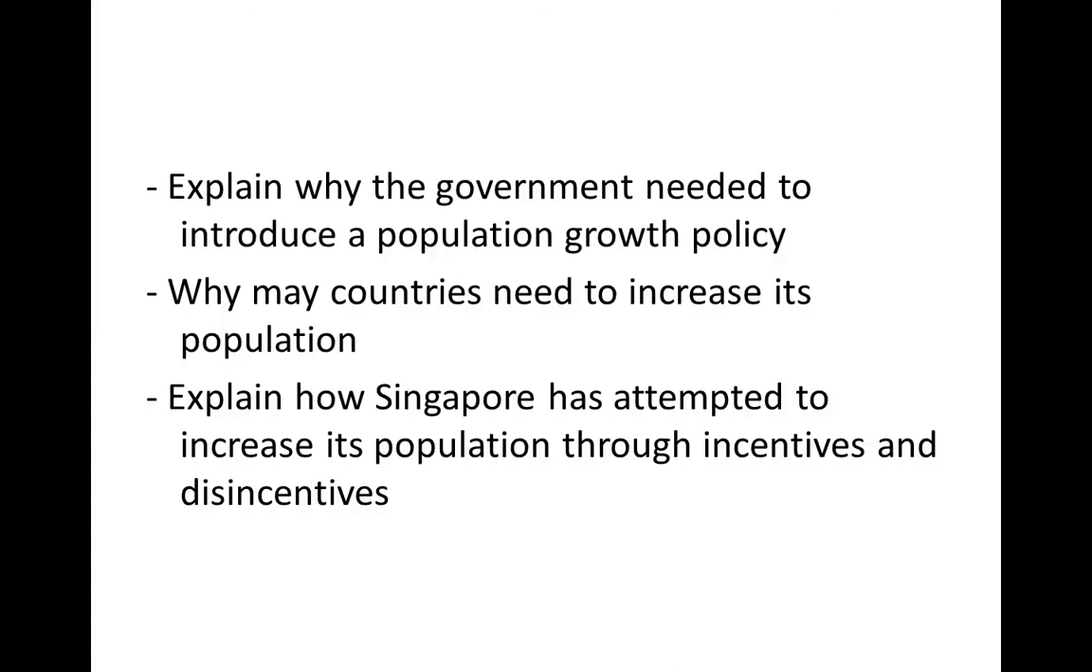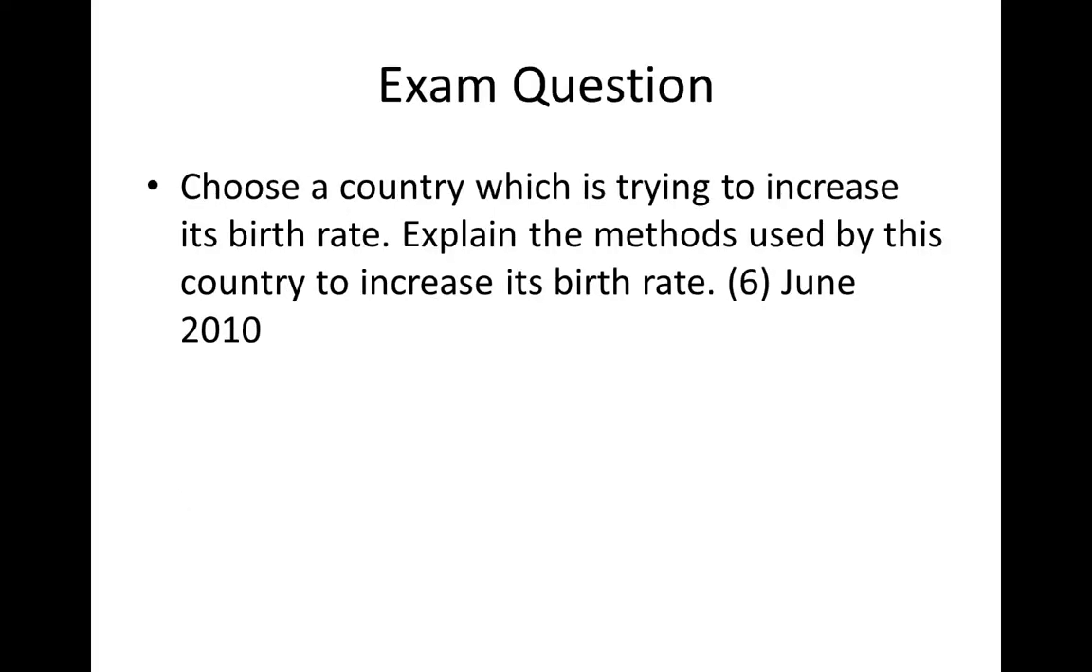Okay, now you should have notes from your lesson, so this should have just been a little bit of revision of this topic for you. So what kind of questions can you be asked? Well, typically this is going to come up as a 6-mark question. This is the question from June 2010, and you had to choose a country which is trying to increase its birth rate, and obviously your example is Singapore. And then you had to explain the methods used by the country to increase its birth rate.